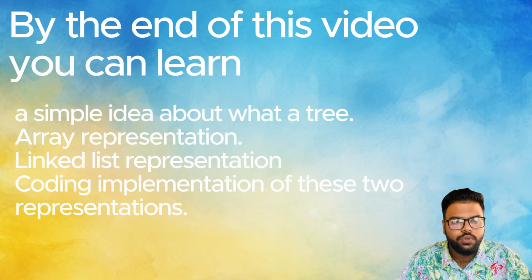By the end of this video you can learn what is a tree, a simple idea about the tree, and tree representation. Under tree representation there are two categories, list representation and array representation. I will discuss these two parts and their code implementation: array representation code implementation, and list representation code implementation. So let's move to the video.